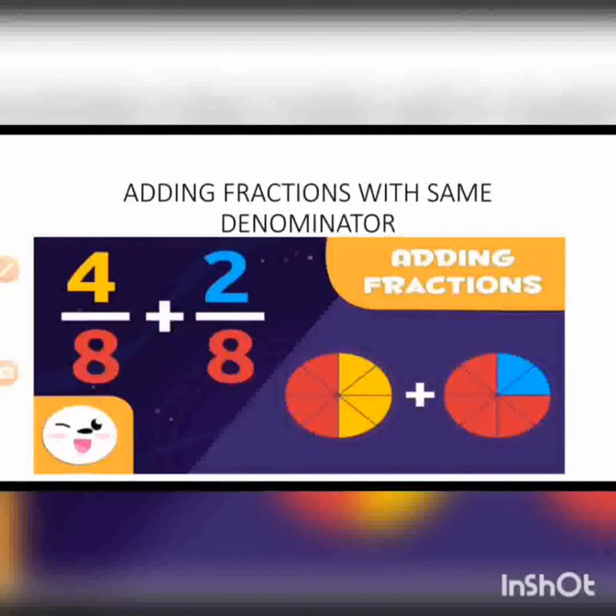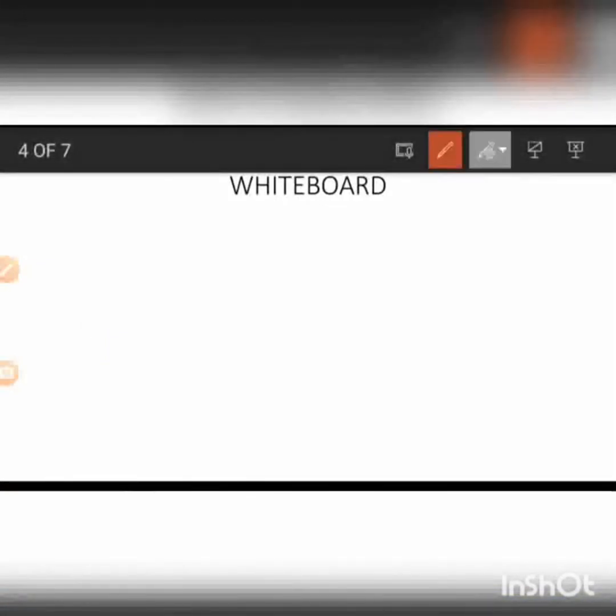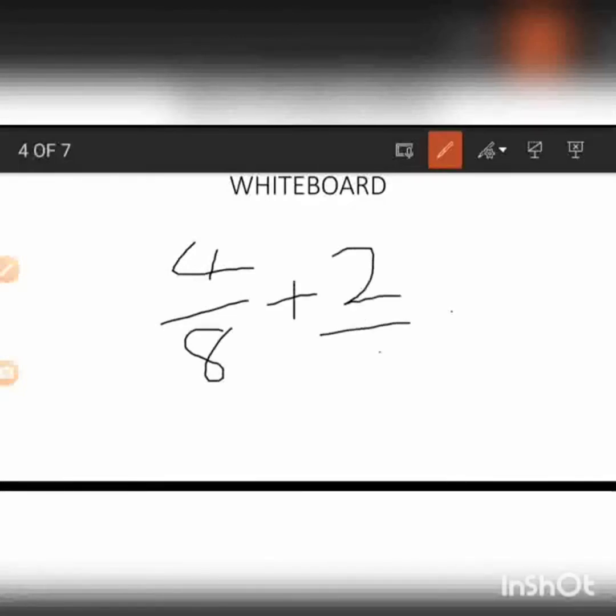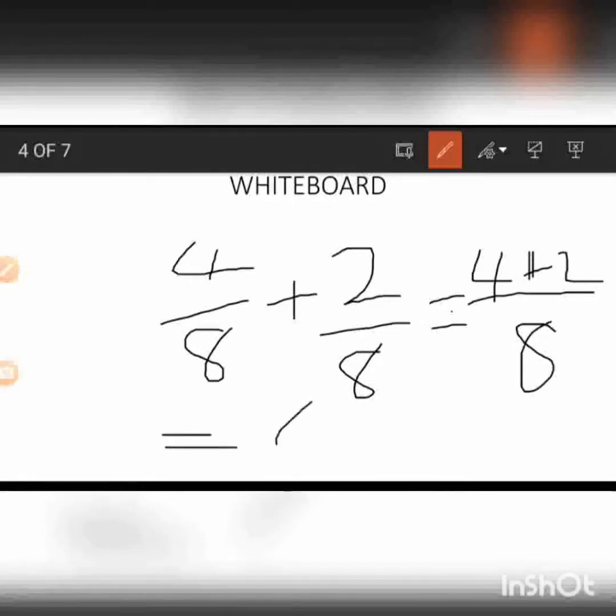So let's add this fraction: 4 over 8 plus 2 over 8. That gives us 8 as denominator. 4 plus 2. Now we are going to get 6 over 8.